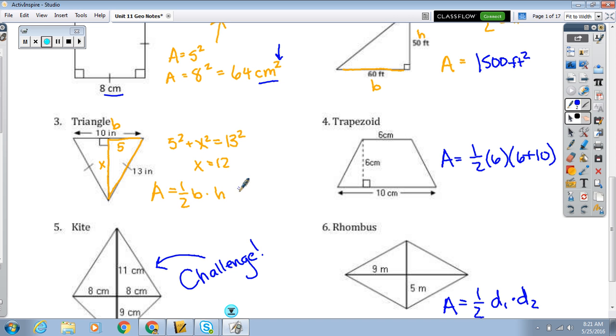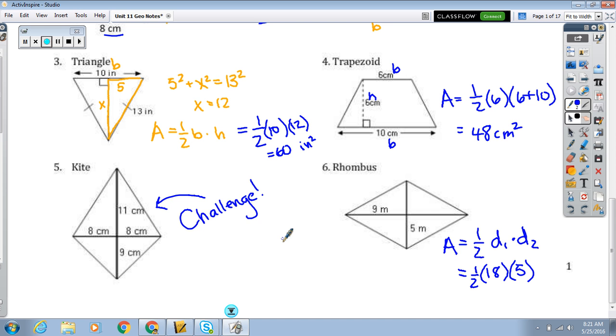The triangle in number 3, let's see, we would do 1/2 times 10 times our height of 12, and that's going to end up being 60 inches squared. Our trapezoid, number 4, this is our height, this 6 is our base, this 10 is our other base, so let's see, 16 times 3, 48 centimeters squared. And then down the bottom, number 5, we're going to go over that one together when I come back, because there's a bunch of different ways you can do it, and I want to see all the different creative ideas you guys come up with.